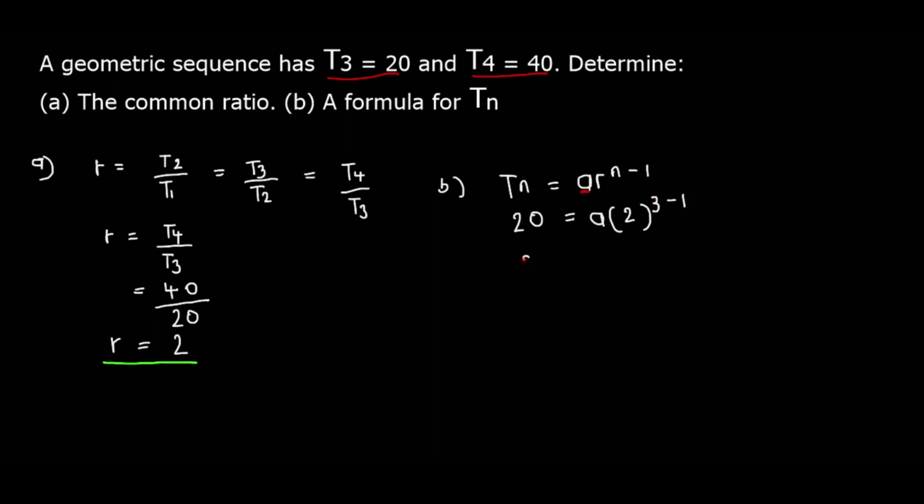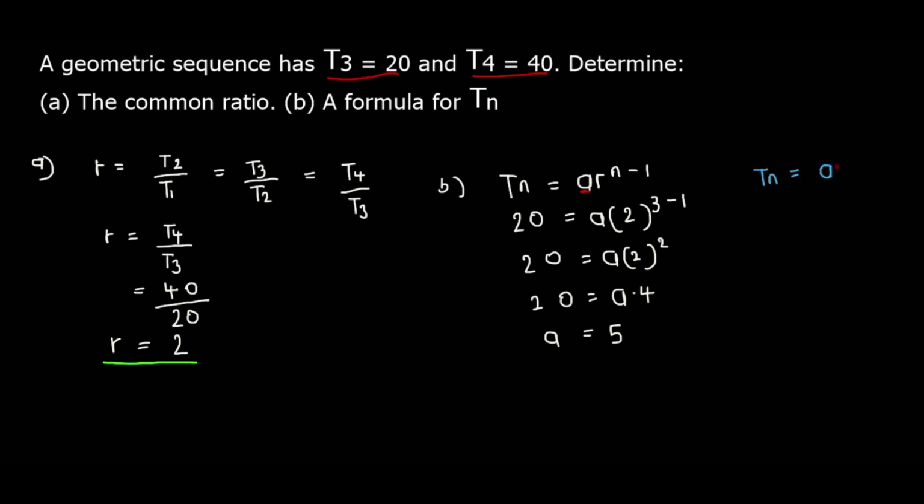And then from here, 20 is equal to A times 2 to the exponent 3 minus 1. 3 minus 1 is 2. And then this means 20 is equal to A times 2 squared, which is 4. Therefore, to find the value of A, divide both sides by 4. Therefore, A is equal to 5. But we can use 40 again. So we will do the same thing. So let's try 40 to find the value of A.